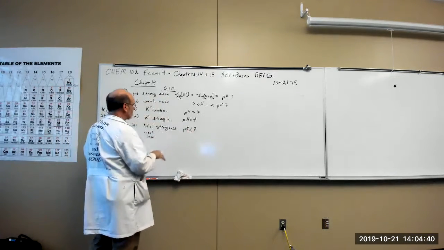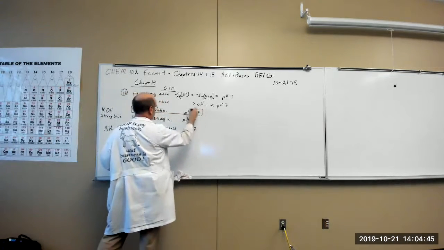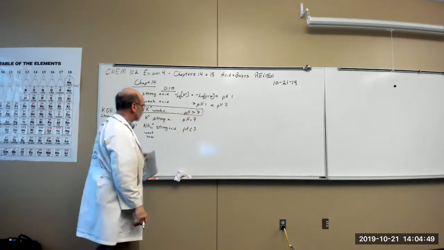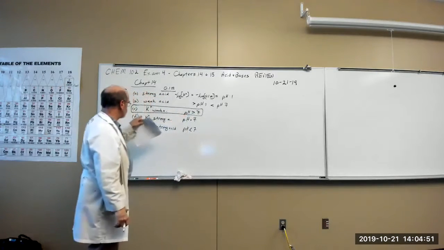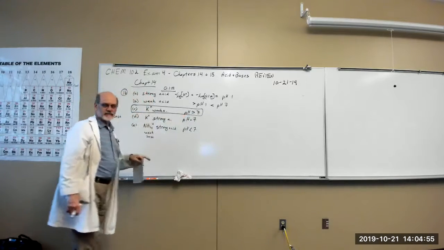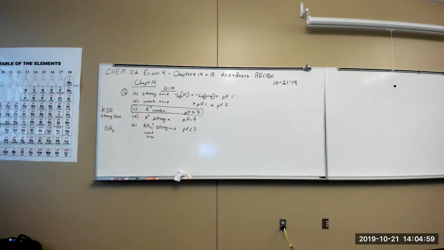So, which one has the highest pH? This one. That's the only one where the pH is greater than 7, because it's the product of strong base, weak acid. Strong base, weak acid means basic solution from the salt.